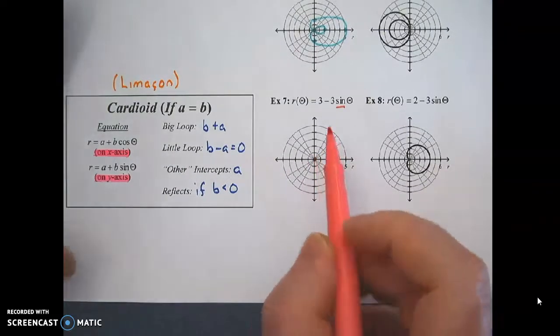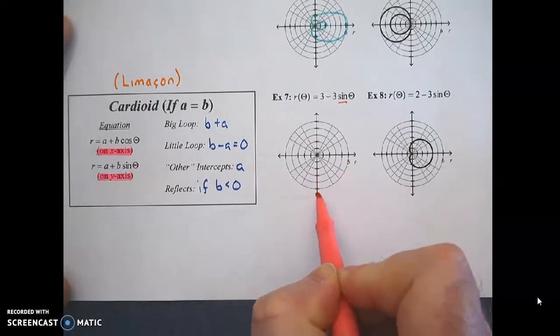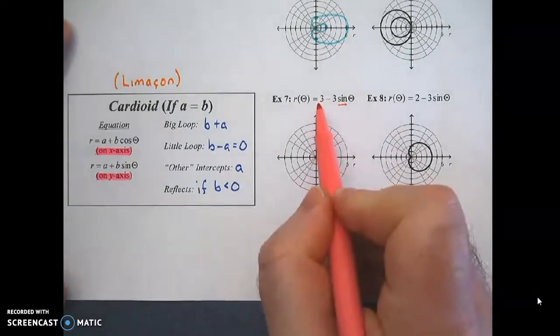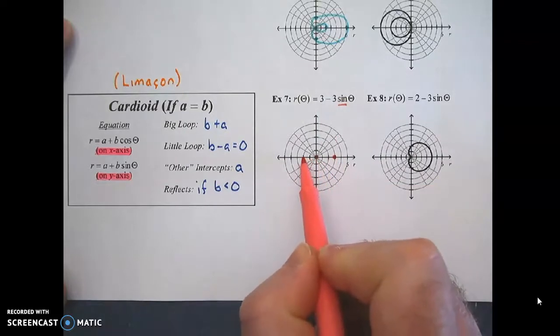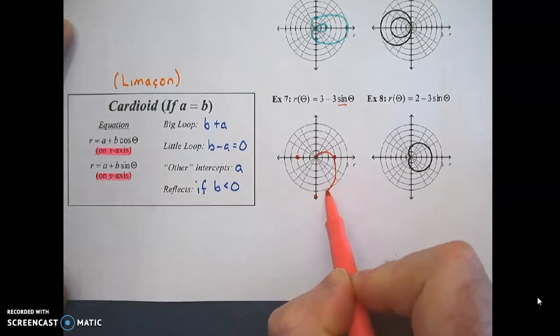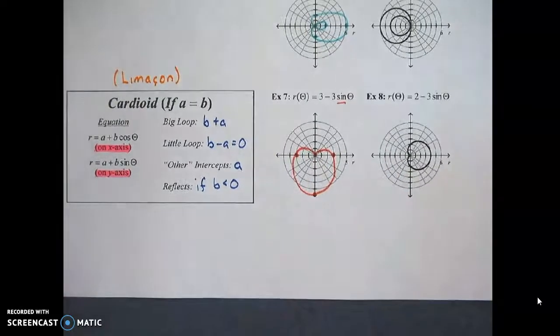Well, that's annoying. I'll fix that on your notes. 1, 2, 3, 4, 5, 6. My little loop is 0. My other intercept is the 3, so 1, 2, 3. 1, 2, 3. And now I'm going to connect my big loop. And then I'm not going to make a little loop.